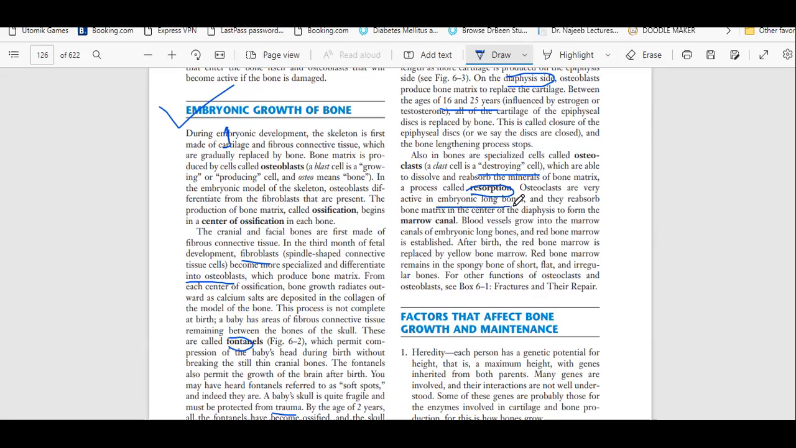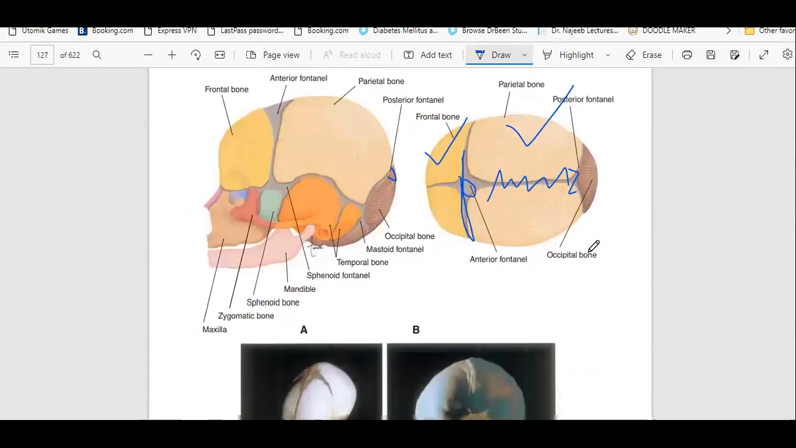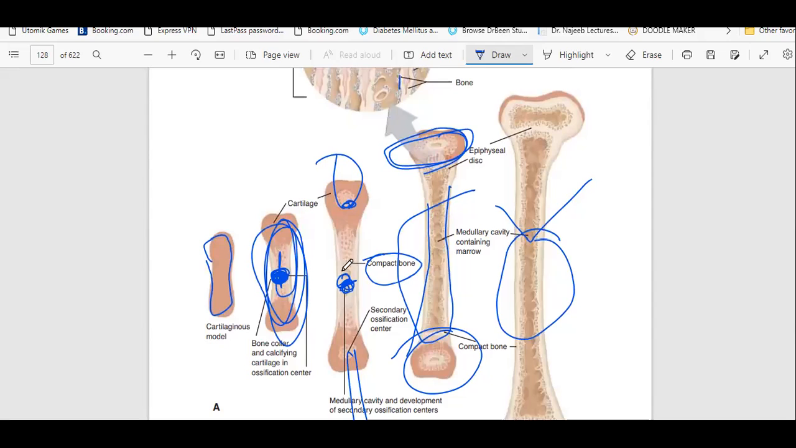Osteoclasts are very active in embryonic long bones and then reabsorb bone matrix in the center of the diaphysis to form the marrow canal. You know that bone matrix. So to produce the marrow canal, the marrow canal is not there. Basically, in the children, you have red bone marrow here, and you have to produce a canal here. So basically, the osteoclast will eat all this area, means destroy all this area, and they produce the marrow canal.